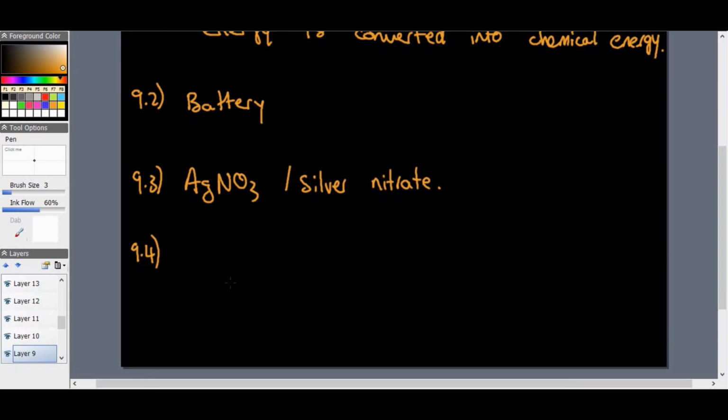The concentration of the electrolyte. Does it increase, decrease, or does it remain the same? If you took a guess?